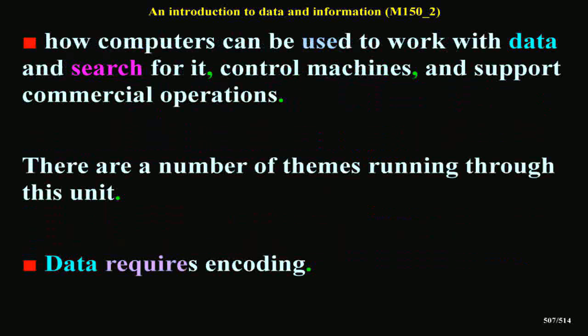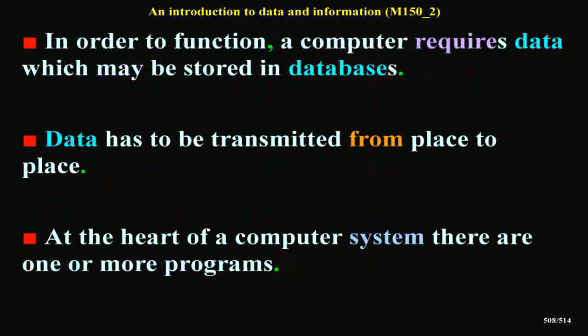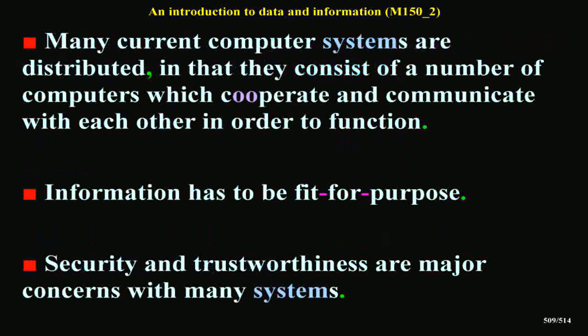There are a number of themes running through this unit. Data requires encoding. In order to function, a computer requires data, which may be stored in databases. Data has to be transmitted from place to place. At the heart of a computer system there are one or more programs. Many current computer systems are distributed, in that they consist of a number of computers which cooperate and communicate with each other in order to function.